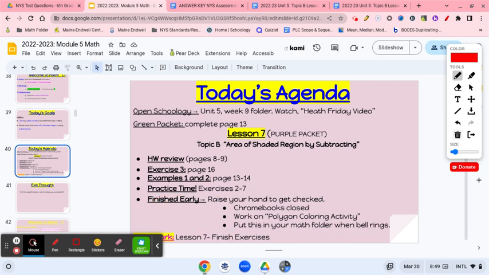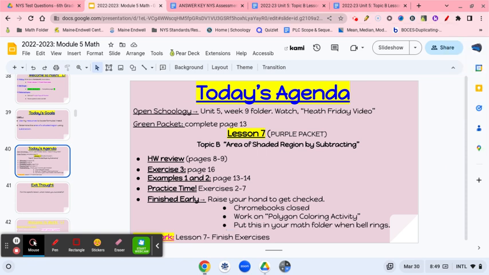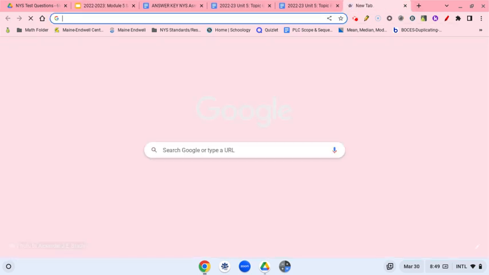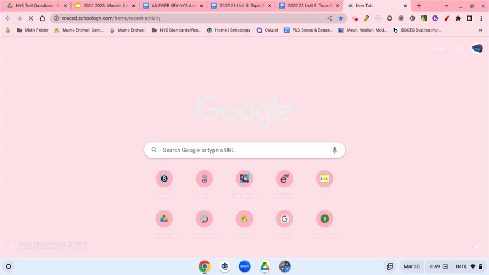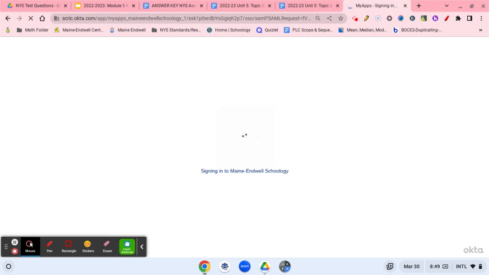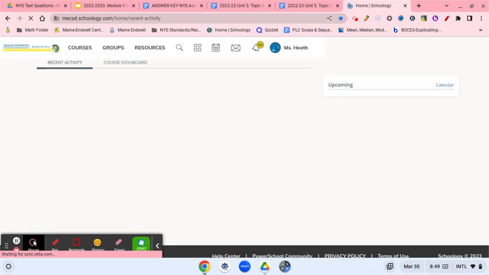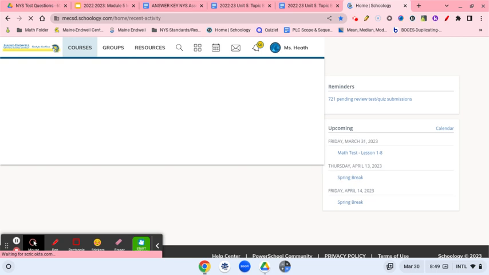Okay? So your job right now is practice time. Working on exercises 2 through 7. Area of the outside minus area of the inside. That's all you're doing. Here is where your answer key is. It's in Schoology, in the Unit 5 folder under Lesson Answer Keys. I'm sorry it's taking a long time.